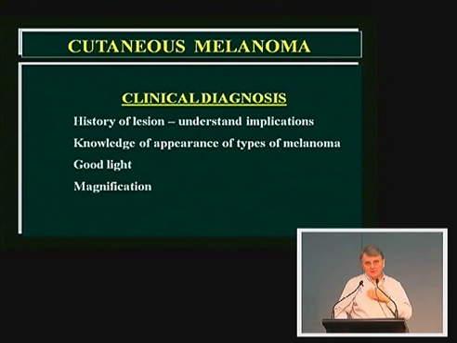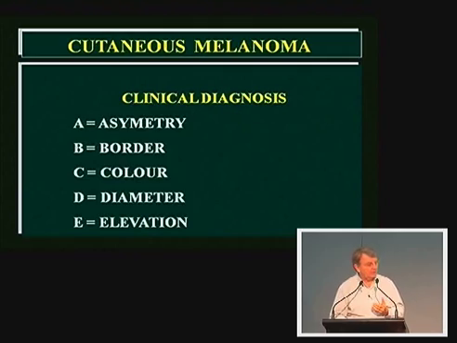What we want as a clinician, when somebody comes with a mole, we want a history, what's happened to the mole, and as a clinician I should understand the implications of what you're telling me. I should have a knowledge about the appearances of different types of melanomas. I'll get to answer your question, Pat. We need a good light and we need magnification, and there are ways that we can do that. What we then look at is this A, B, C, D and E. It's a simple way for people to think about it and remember.